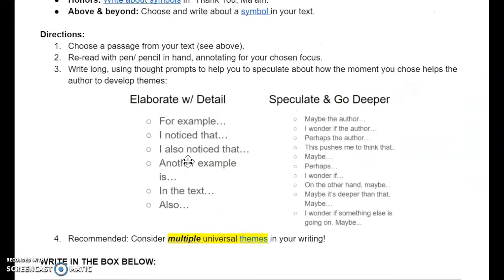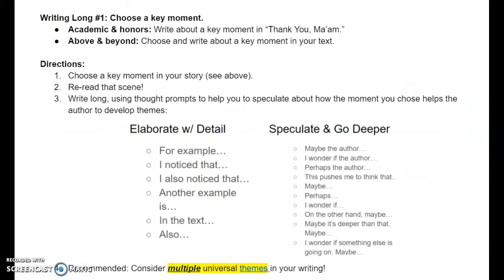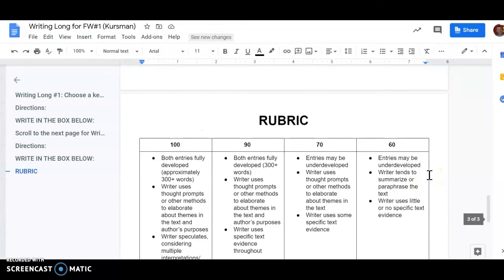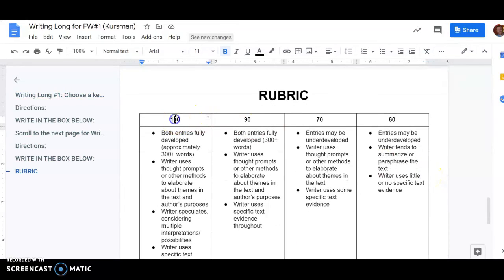Once you're finished and your work in both boxes are complete, click Submit. And remember, this is a 100-point mastery grade, so you want to make it count. If you want to know how to get a good grade on this, you have a rubric. At the bottom of your page, scroll down and you can see what will get you 100, a 90, a 70, or a 60.